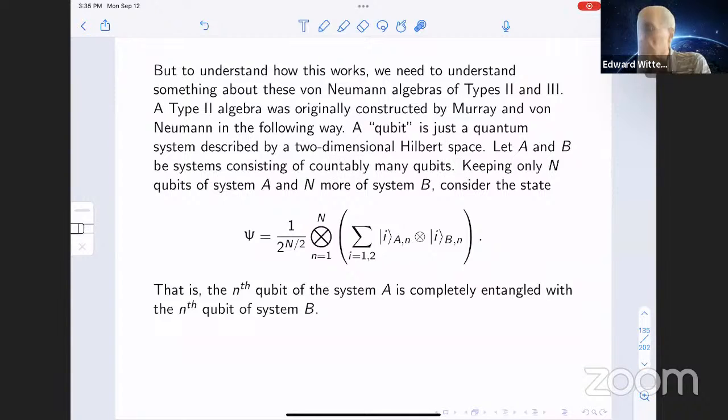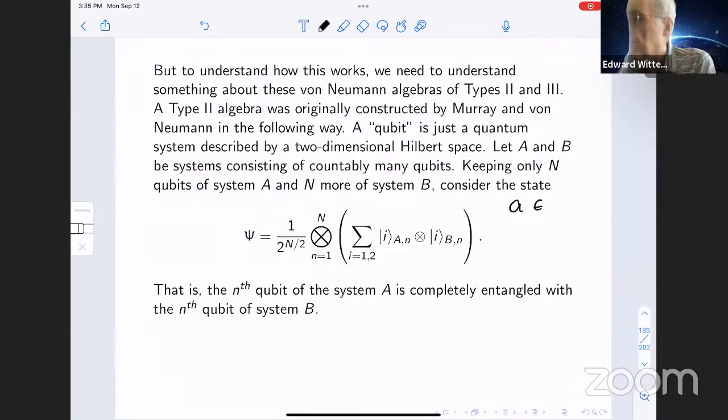Keeping only n qubits first of system A and n more of system B, we consider a state where the nth qubit of system A is completely entangled with the nth qubit of system B. If you don't know that terminology, I've arranged a state psi whose density matrix is a multiple of the identity. So I've picked psi.